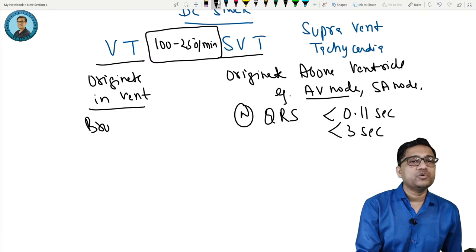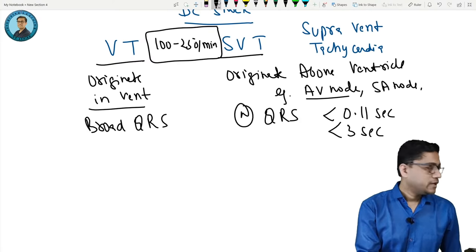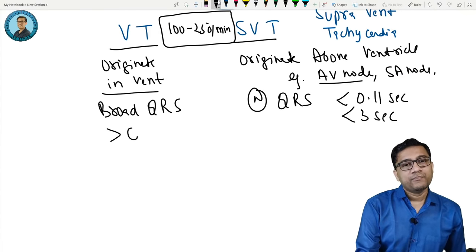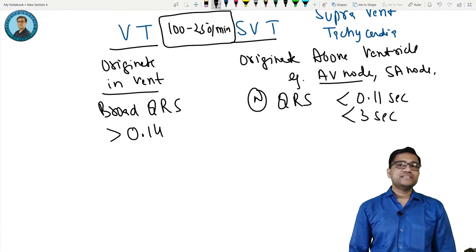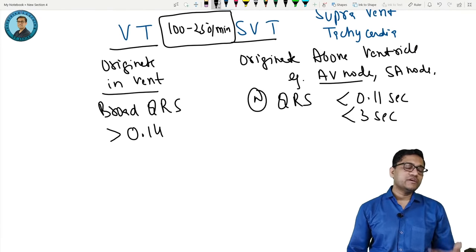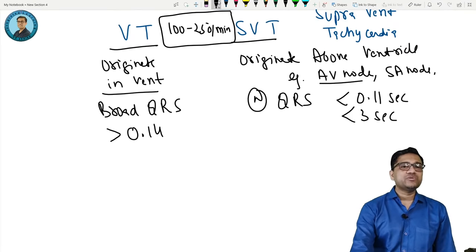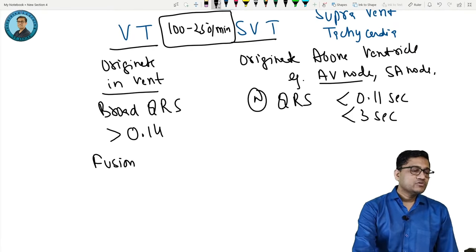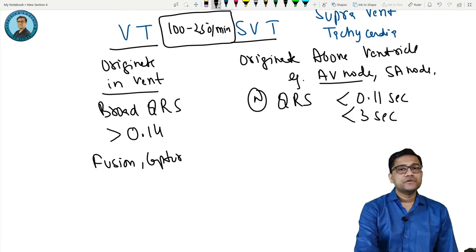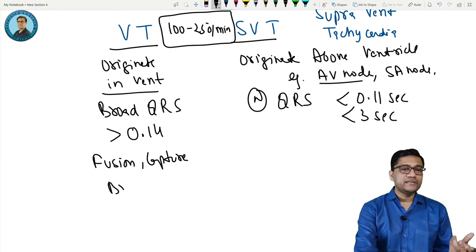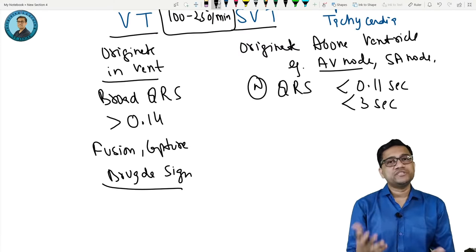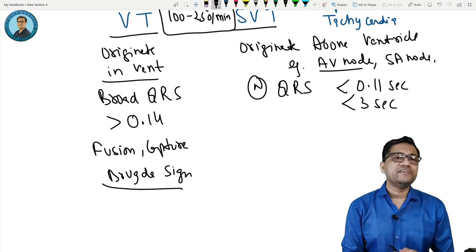Here there is a broad QRS. How much? More than 0.14, some books give you 0.16, that is almost 4 boxes. Plus there are other criteria also, like fusion beats, or there could be capture beats, or the Brugada sign. There are multiple things, like if they have almost no morphology, they could be very irregular, you cannot even identify their shape.